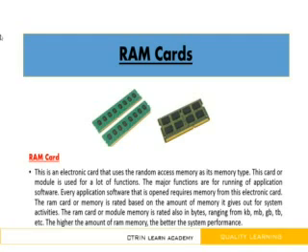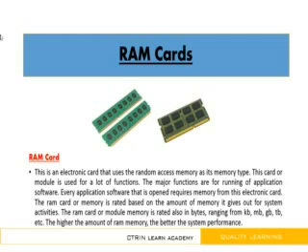For the RAM cards, any application software you are running at that particular moment is being accessed or run for you by the RAM card. Okay, so the larger the RAM card, the more application software you can run at once, which means the faster your computer will behave. So basically, every application software that is opened requires memory from this electronic card. The RAM card or memory is rated based on the amount of memory it gives out for system activities, like the running of the app.